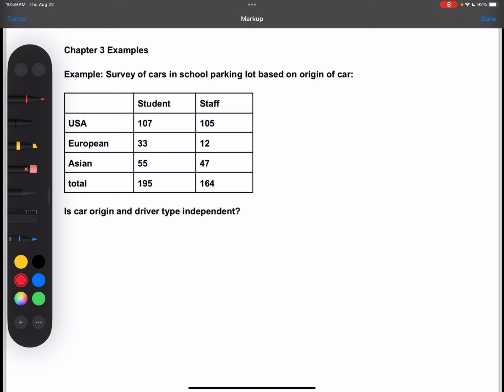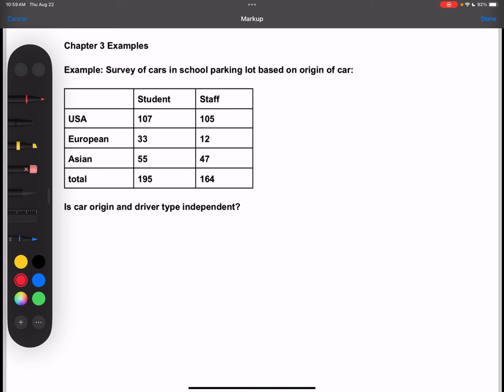So there's a few different things that we are going to do with this, but let's first look at, we'll start with that. So let's look at the American-made, USA cars among students and among staff. So I want to know basically what the breakdown is for percentages of students driving an American-made car and teachers driving an American-made car.